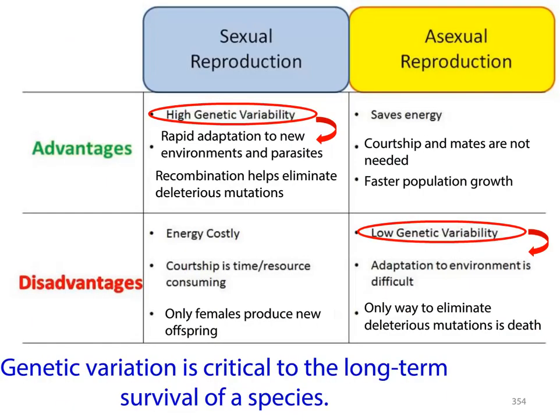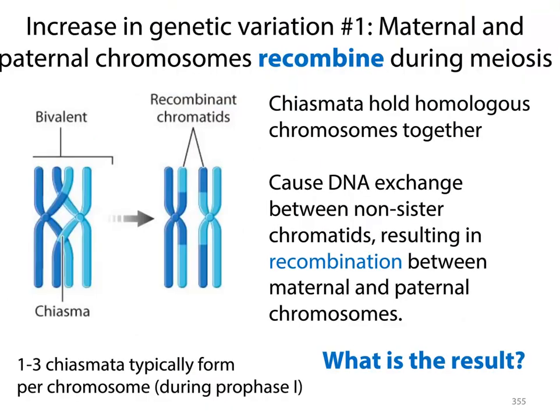Now, from an evolutionary perspective, genetic variation is crucial to the long-term survival of a species. So anything that gives you high genetic variability is going to be preferred to a process that gives you low genetic variability. Something to definitely keep in the back of your mind. The way this genetic variation is introduced, there are 3 different ways, and what we're going to do now is talk about the first way.